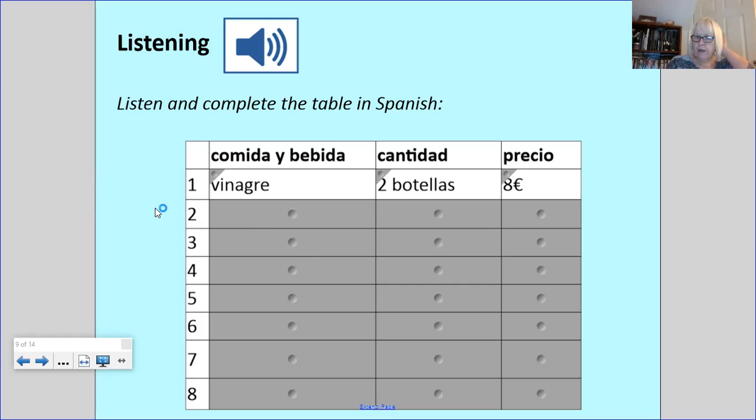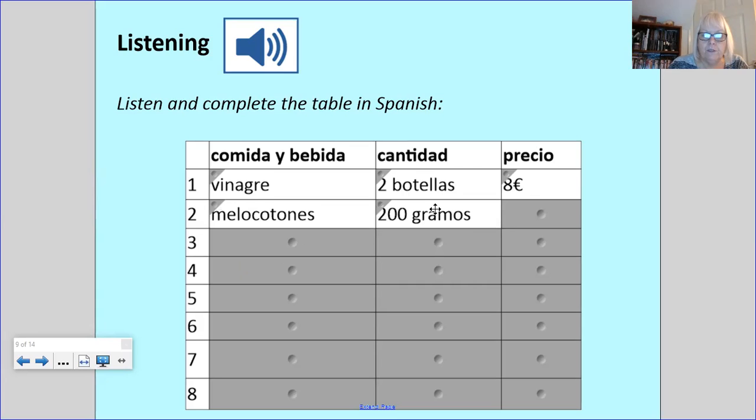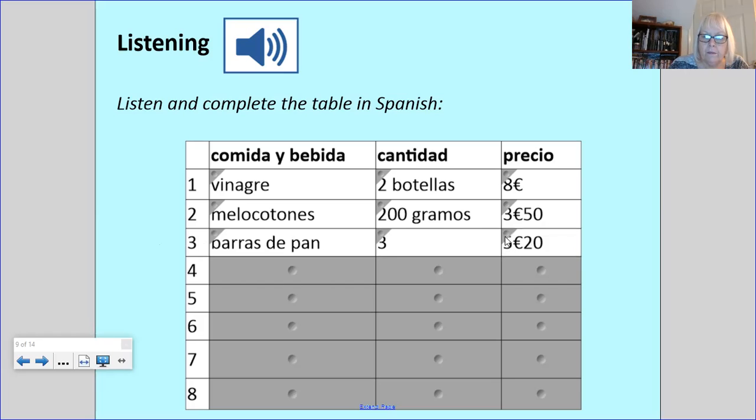Okay, so I'm assuming you've now done that, and here is the correction. So the first one was vinagre, 2 botellas, 8 euros. Número 2, melocotones, peaches, 200 gramos, 200 grams, 3,50 €. Número 3, barras de pan, loaves of bread. Quiere 3, he wants 3. Y el precio, that's 5 euros y 20 céntimos, 5 euros 20.